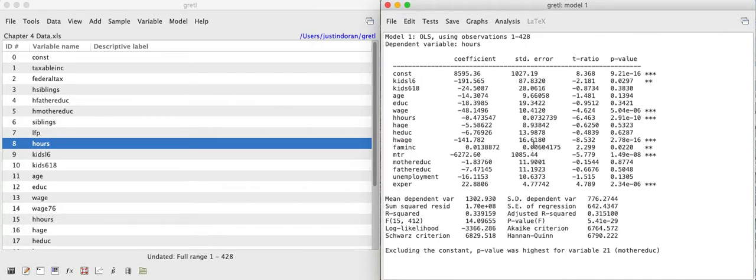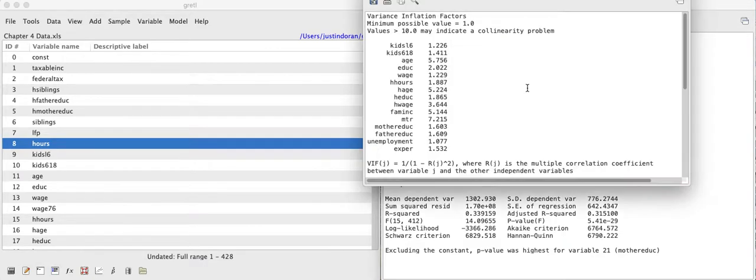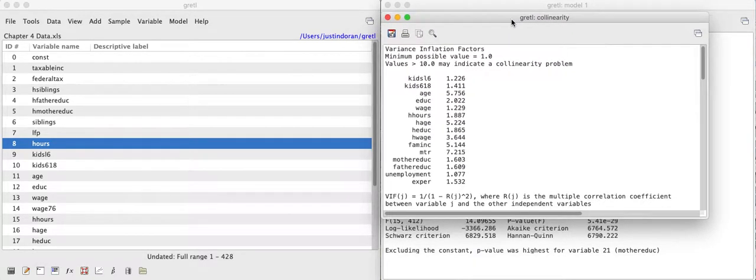Address the problems we've identified within our model. So we saw when we went to analysis and collinearity that we had a problem with h age and with age, both of these being in excess of 5. Now, while age is higher than h age, theoretically, what's most likely to impact the woman's hours worked is her own age and not that of her husband's age.